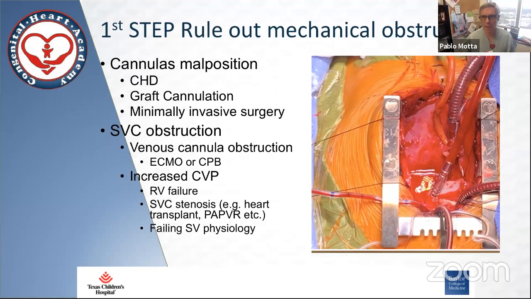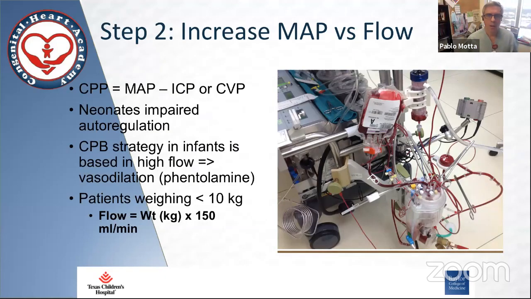How is the SVC? Is the SVC maybe obstructed by the ECMO or bypass cannula? You have an increased CVP. This could be a failure. We just saw a case of Ebstein's, who probably will have a very high CVP. If you have a transplant or a PAPVR surgery, you could have an SVC stenosis, or what we commonly see in failing single ventricle physiology. So that'll be step one.